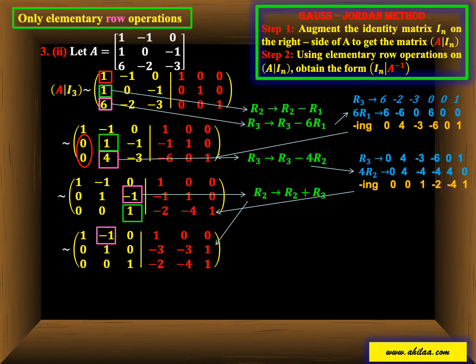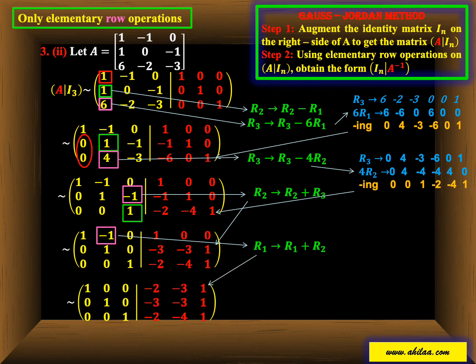Now all the elements changed except A12, which we need to be 0. Here it is minus 1. It's quite simple. We can add with row 2. Okay. So R1 goes to R1 plus R2. Thus the first row changes as 1 0 0 minus 2 minus 3 1, 0 1 0 minus 3 minus 3 1, 0 0 1 minus 2 minus 4 1.